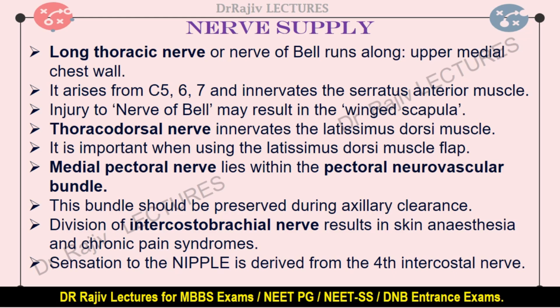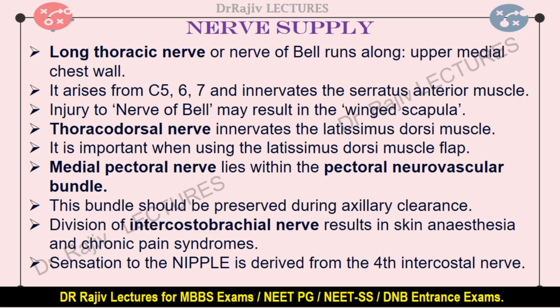It originates from the posterior cord of the brachial plexus. It receives fibers from the C6, C7 and C8 spinal nerves. The thoracodorsal nerve is important in breast reconstruction surgery, especially when using the latissimus dorsi muscle flap. The thoracodorsal nerve and vessels should be preserved during axillary lymph node dissection.